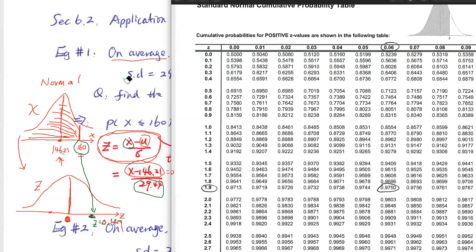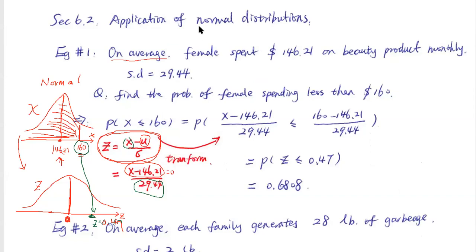Let me put that one. So we got 0.6808, everybody, that's the probability we have. What does that mean? That means we're starting from this point here, 0.47. Everything to the left, everybody, everything to the left. Remember that the Z table tells you everything to the left is what? 68.08%.